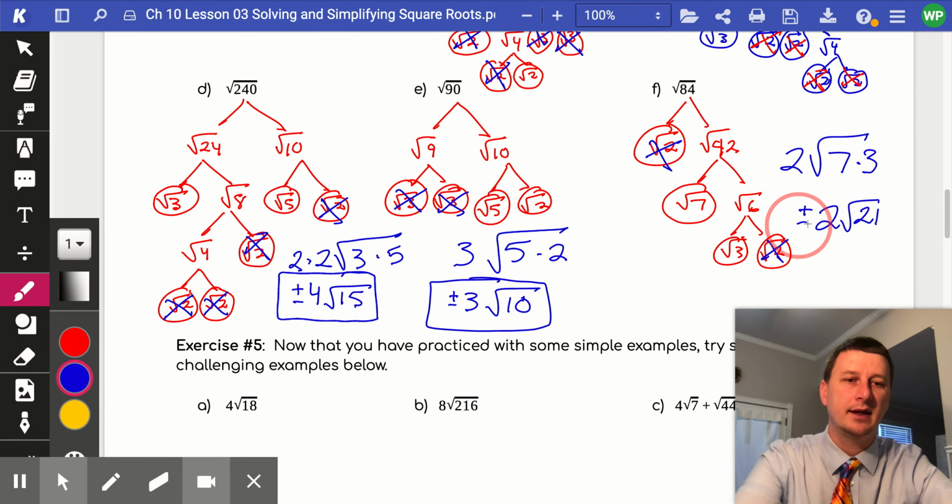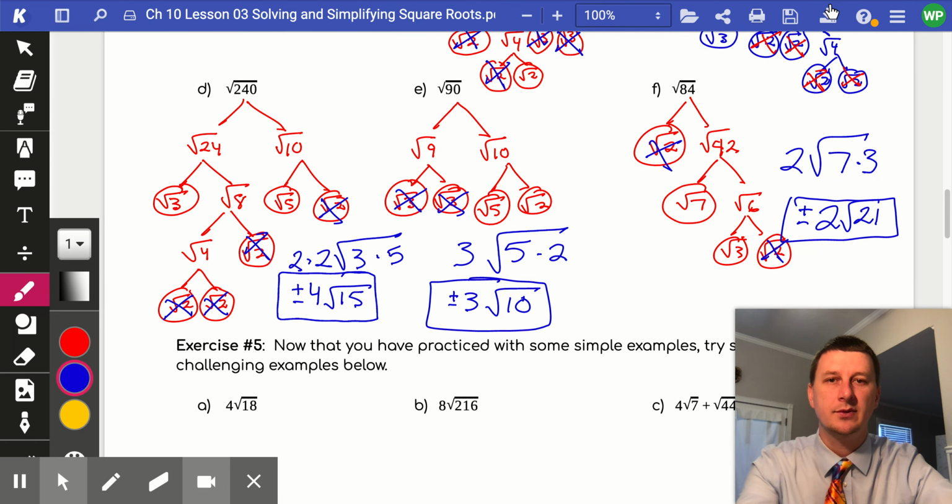And don't forget that plus or minus for both of your answers. Positive 2 radical 21 and also negative 2 radical 21.